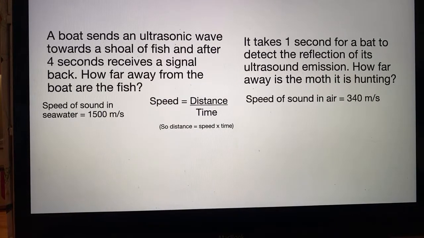Here you go. A boat. There's no diagrams here, but I would strongly recommend you draw your own diagrams. That's always what I would do because they'll try and catch you out, and it's only when you're drawing a diagram that you realise they've tried to catch you out. A boat sends an ultrasonic wave towards a shoal of fish and after 4 seconds receives a signal back. How far away from the boat are the fish?